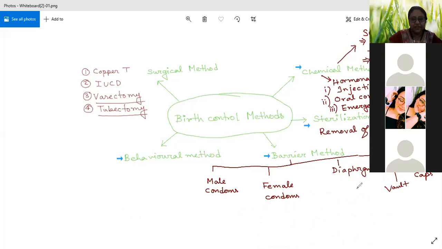So these are different types of barrier method. Now let us consider the next topic. It is one of the most important topics and has its own beneficial points. It also has two kinds of procedure. One is coitus interruptus.